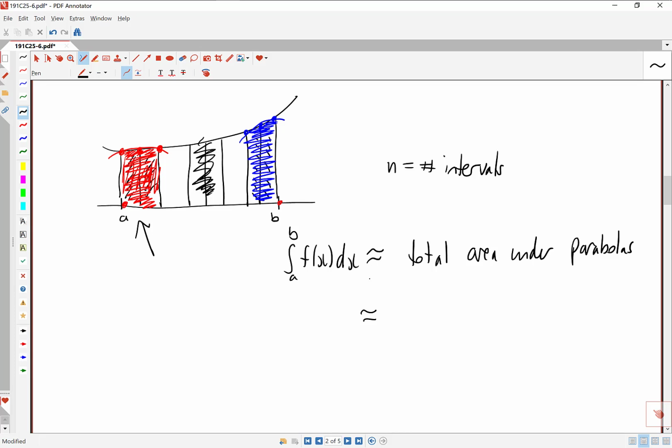and figure out what that area might look like. So the length of the step that we're taking along the x-axis is b minus a over n. But if you're pairing up these intervals, you're actually getting double that. So it's actually 2 times b minus a over n.